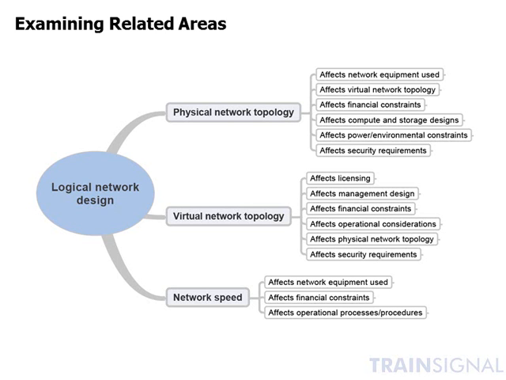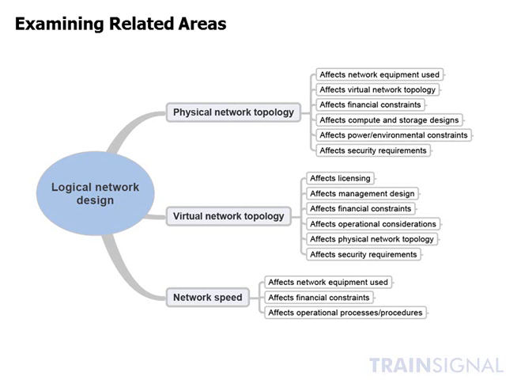And finally, network speed is going to affect both the physical and virtual network topology, as well as some financial constraints and operational processes or procedures. Now, one of the very cool things in my mind about using a mind map is that we can drill in on one particular piece.